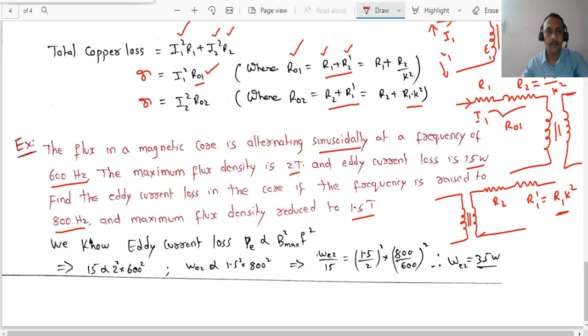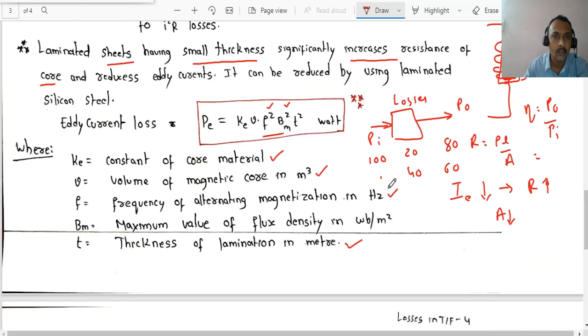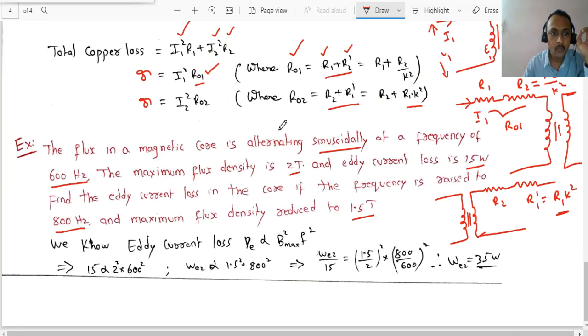Just now we have discussed, from these two formulas, that hysteresis and eddy current loss majorly depend upon the frequency and maximum flux density. Clear? Now eddy current loss is directly proportional to what? Bm square f square. In the first case the loss is 15 watts. At that time the maximum flux density is 2 and the frequency is 600 Hz. This is Bm, the eddy current loss in the first scenario.